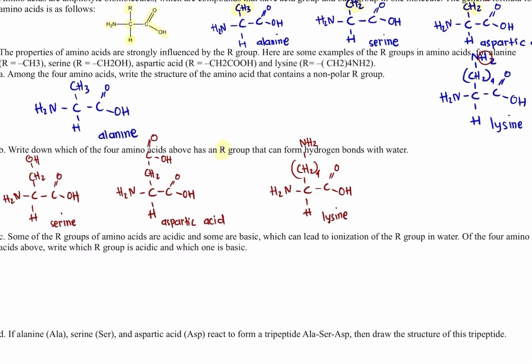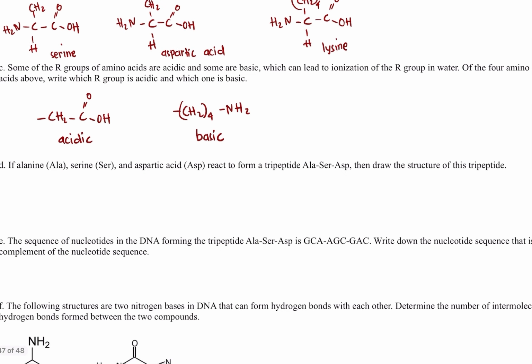So which R group is acidic and which one is basic? The R group which is acidic is the one containing COOH. This is for the aspartic acid. This is acidic. And the other R group is the amine, which is the lysine. So in this case, this is from the lysine. This is basic.